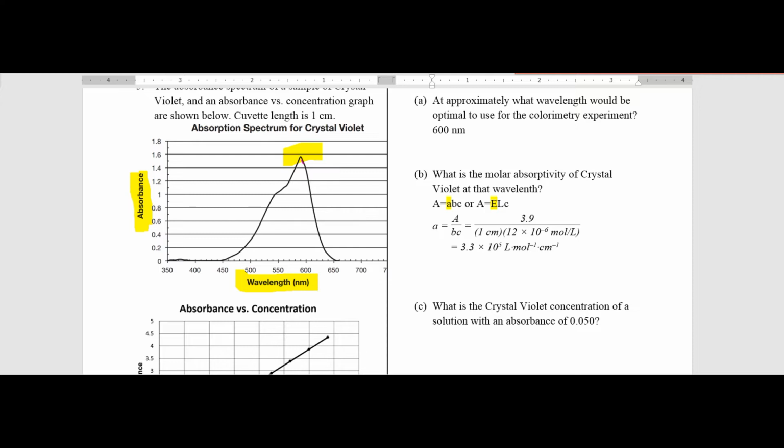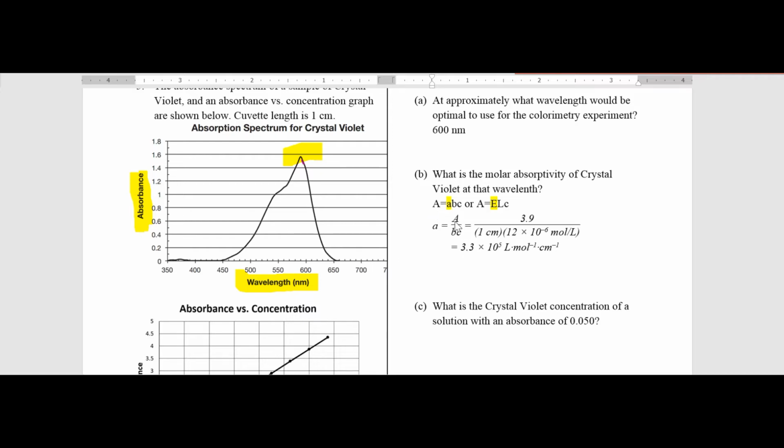All right, so I've written down the equation. A equals ABC, or A equals epsilon LC. We're trying to find the molar absorptivity, which I have highlighted, so the A or the epsilon, the big E. I rearranged the equation down here so we can just plug everything in and get our answer. So the molar absorptivity is equal to A divided by BC. I've divided BC to both sides.